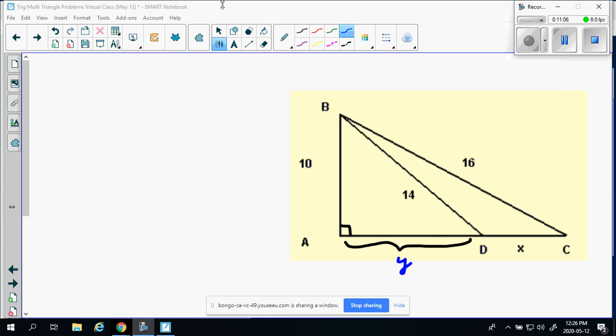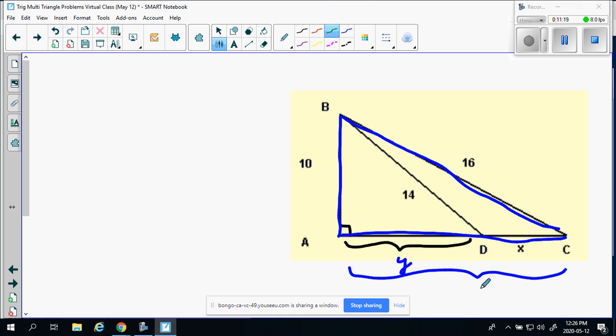Josh says, we're going to do this first, this blue triangle here. And I guess it would be helpful then to call this Z. So just for the sake of clearing this up in your mind, here's the blue triangle. Here's Z on the bottom. Here's 10. Here's 16. And he says, let's just use Pythagorean.